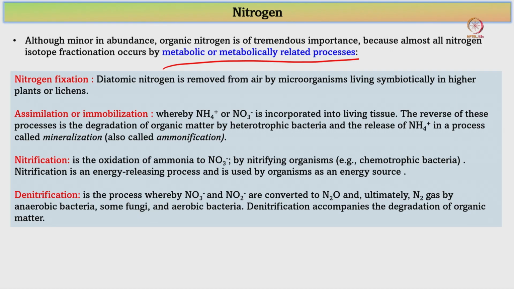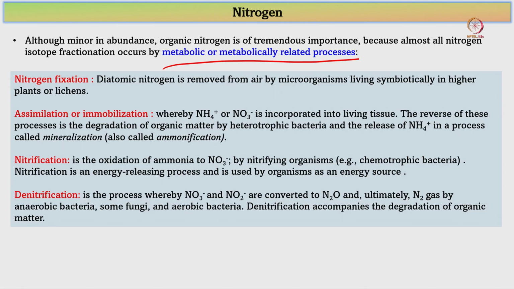Then there is a process called nitrification, where ammonia can also get oxidized, the oxidation of ammonia to nitrate. Then there is another process called denitrification, where the nitrate gets reduced to nitrite, and they can further get reduced to various kinds of nitrogen oxides and ultimately to nitrogen gas by the anaerobic bacteria, that is some kind of fungi and other bacteria, and this nitrogen is released back into the atmosphere.